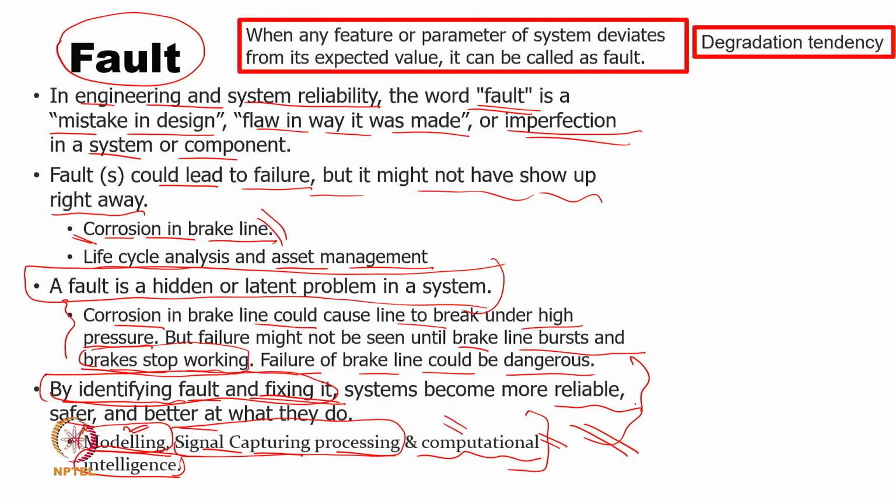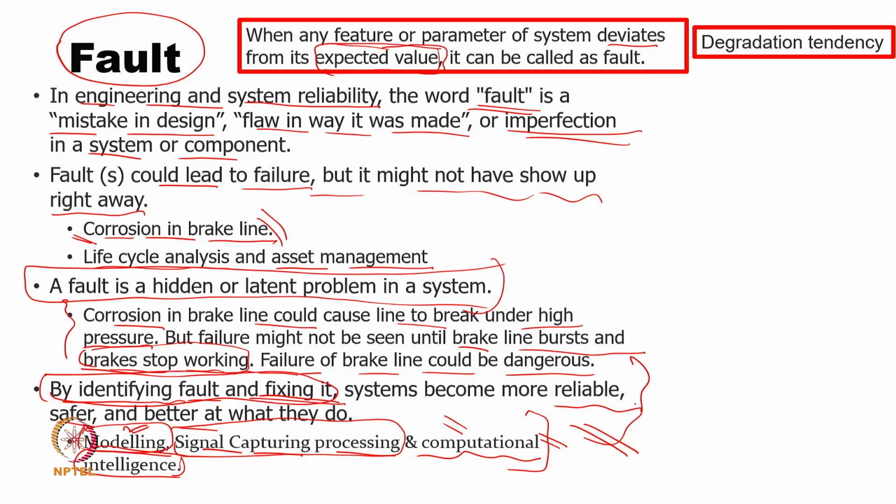Now, when any feature or parameter of a system deviates from the expected value, as I mentioned here, the expected value comes from previous experience, from history, from data, maybe from graphs. We learned how to digitize a graph and how to utilize it, so the expected value will come from that. Say a material is supposed to give 300 megapascal, and that has been verified and the data is available in the textbook. So, that is the expected value.